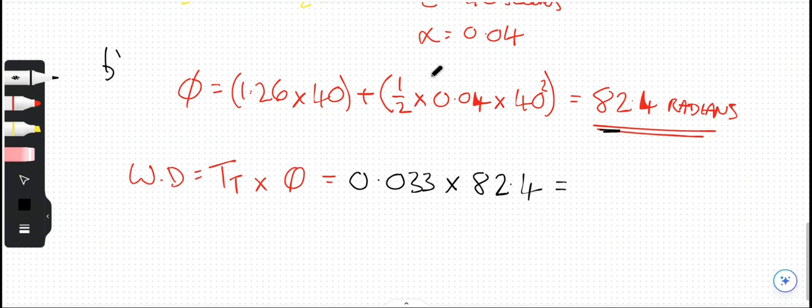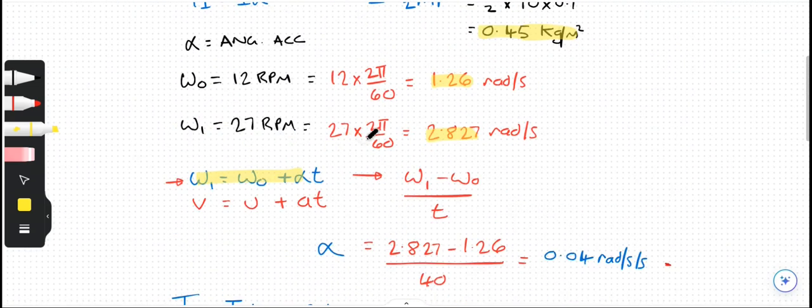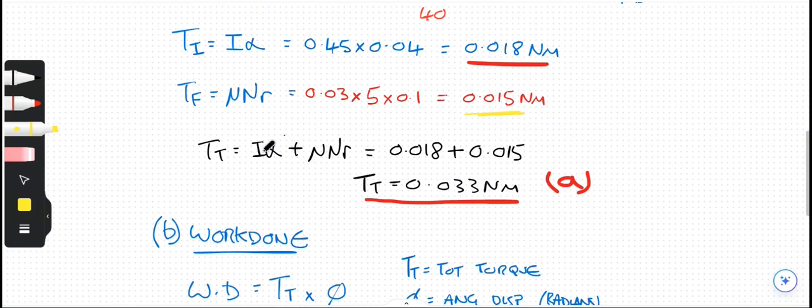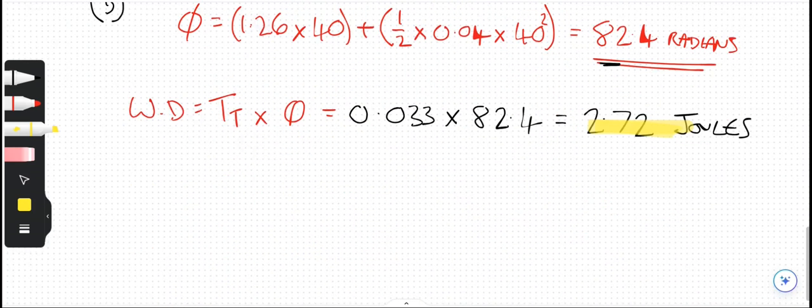This is part B, don't forget. Put that in your calculator and you get something like 2.72 joules. That's how much energy we need to put in. So that is part B. And then part C is coming next.